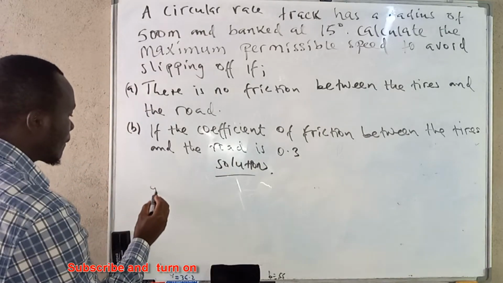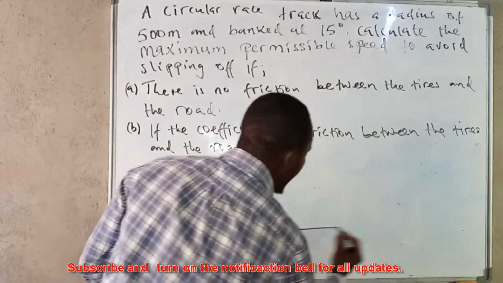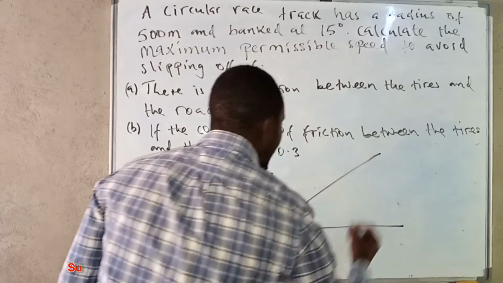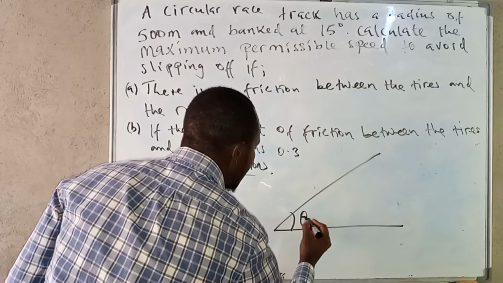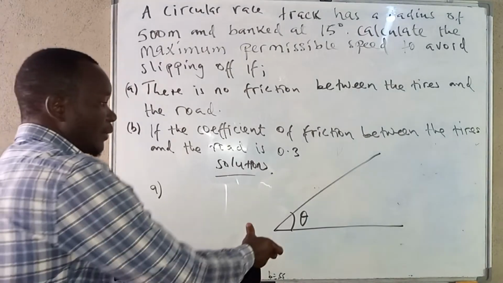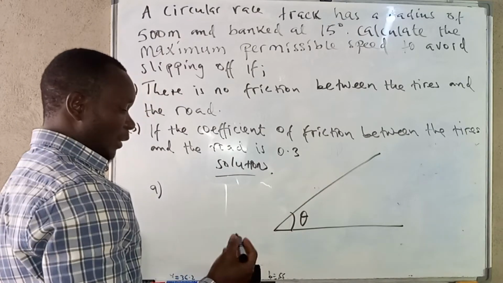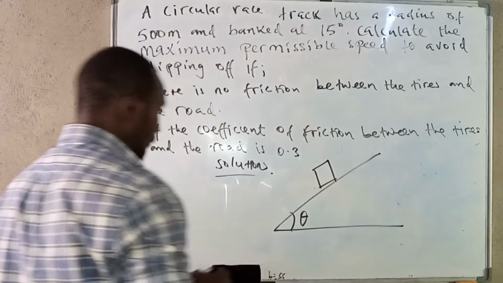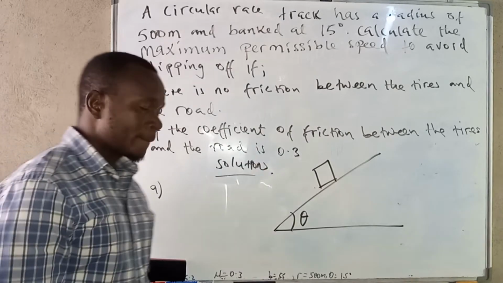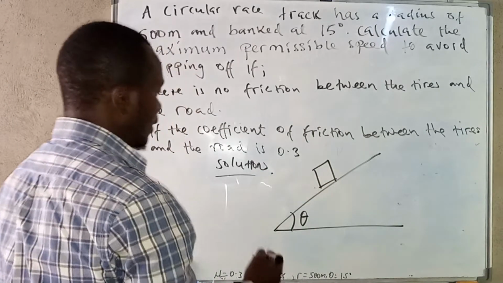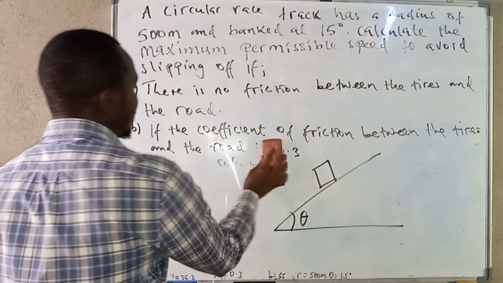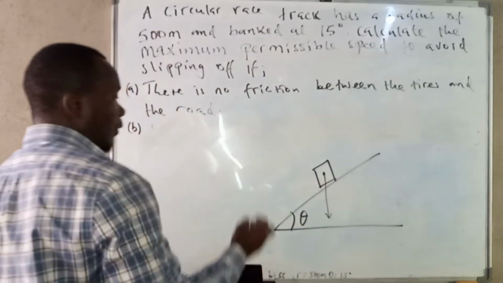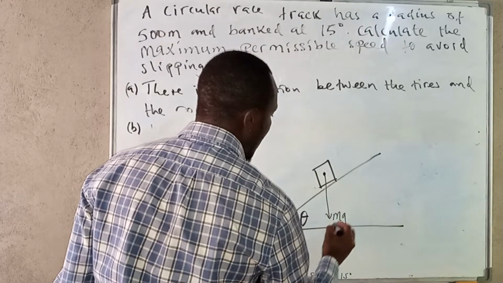For part A, let us say this is a road, and this road is banked at 15 degrees. This is theta. Then there's a vehicle that is coming. Let's say the vehicle is here. Then we need to resolve the forces. The vehicle has a weight, so this is the weight, which is mg.